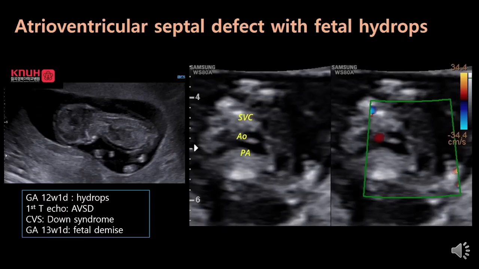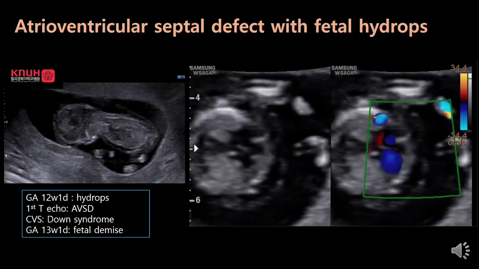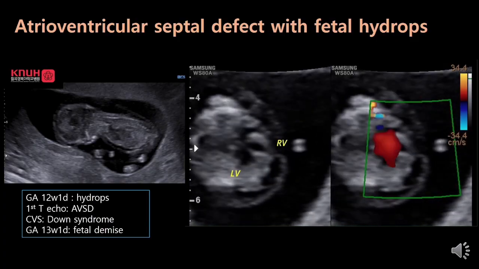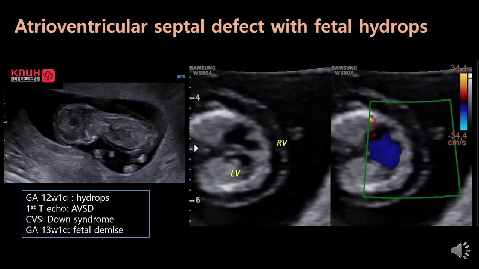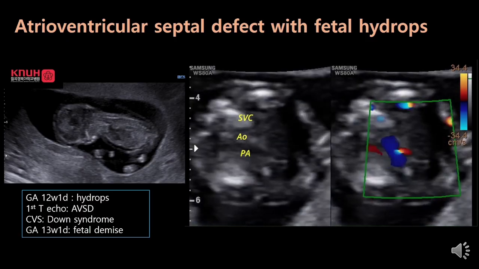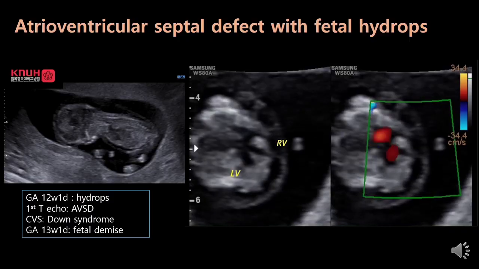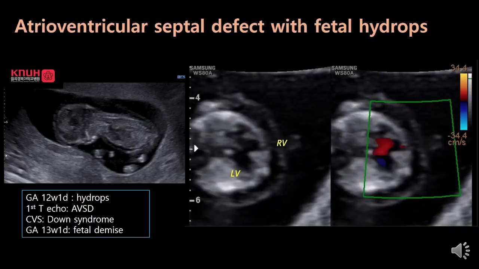The first case was referred at 12 weeks with fetal hydrops. The right side video clip starts with a normal cerebral view. On the four-chamber view, you can appreciate there is a large defect and bidirectional flow through a common AV valve. Down syndrome was confirmed. In the case of fetal hydrops, the risk of congenital heart disease increases even though there are no chromosomal abnormalities. Therefore, first trimester fetal echo should be performed before karyotyping.